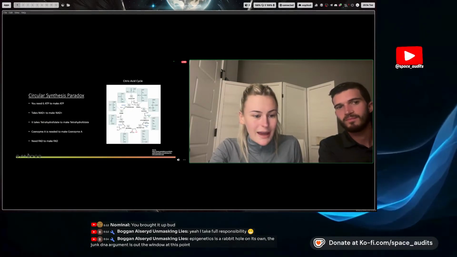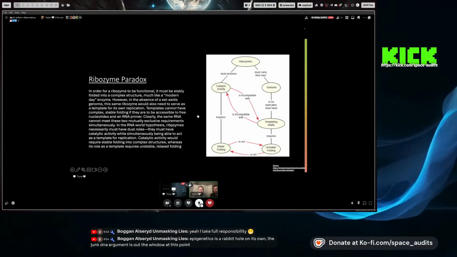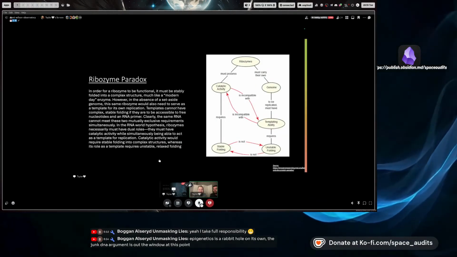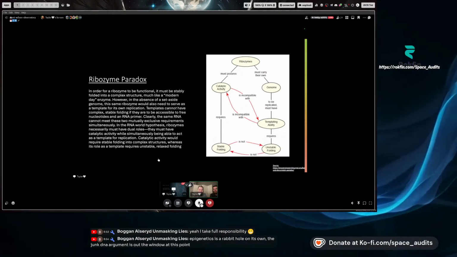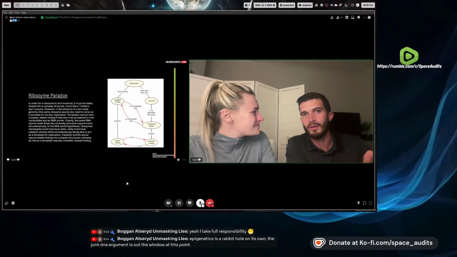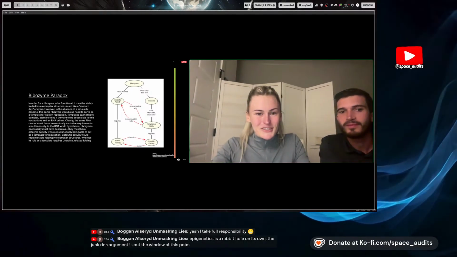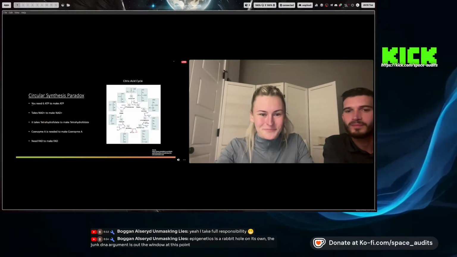So you can't have this ribozyme basically self-replicate. So you'd have to have another ribozyme at the same time. So it's crazy. I'll be addressing some of these, like self-reproducing ribozymes, later. Okay, cool. Yeah, so there's just like paradoxes on paradoxes here.